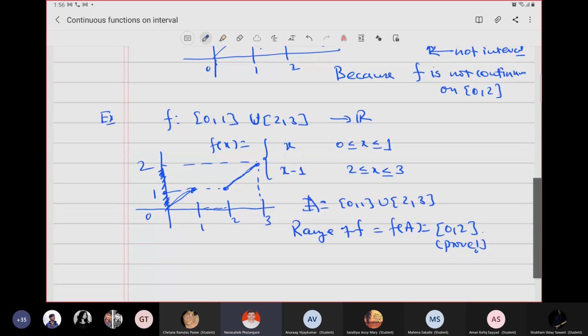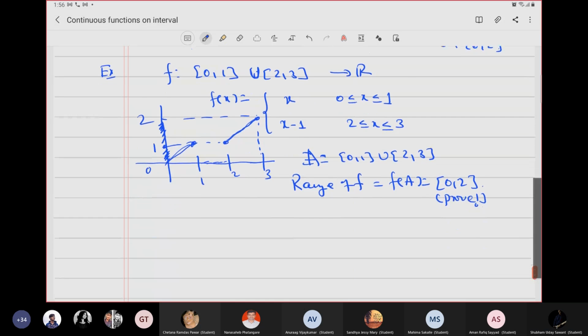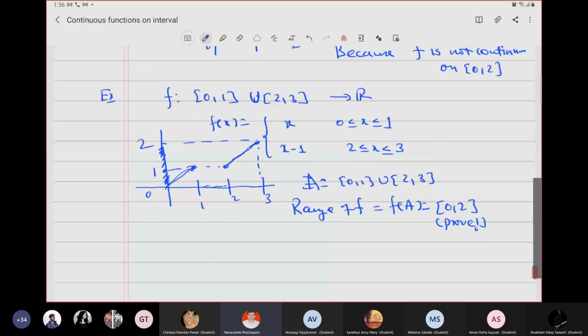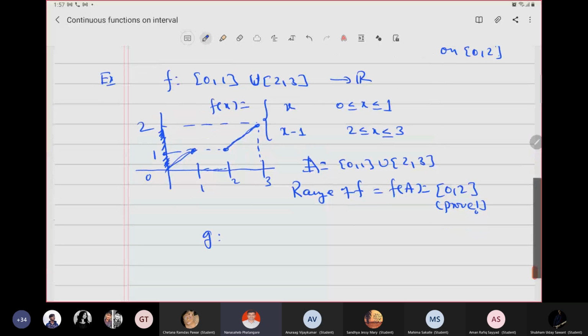Do you understand? Yes, sir. But sometimes it may happen that the domain is not an interval, and the range is also not an interval. That is also possible. You can just modify the function on the same set, right? So g of x is equal to x, and it is x plus 4. So here the domain is not an interval, the range is also not an interval, that you can check.